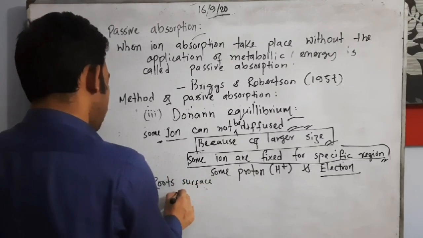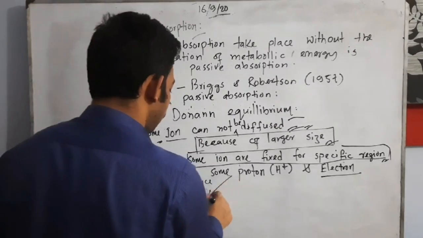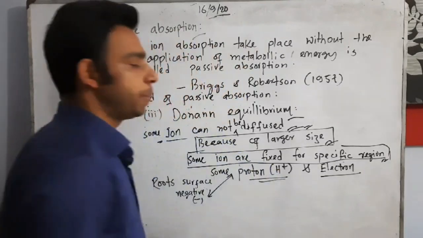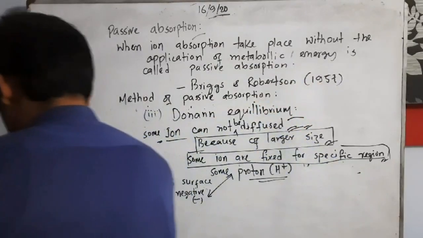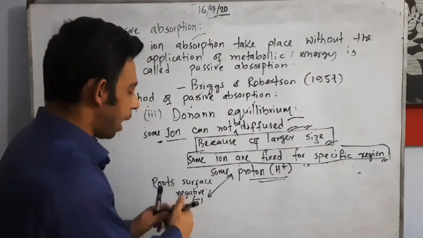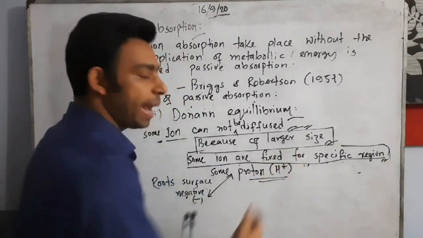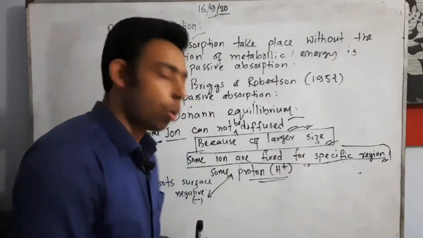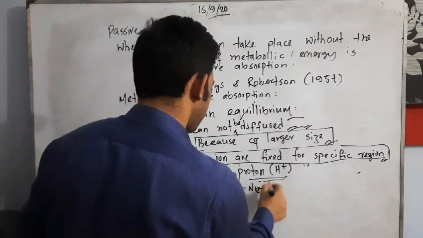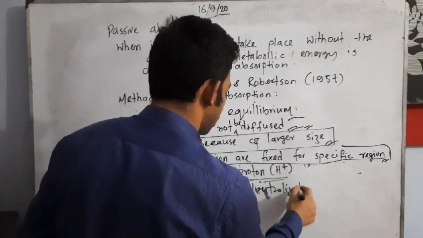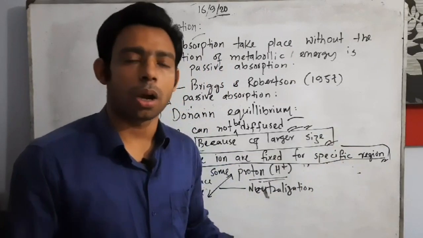suppose in the root surface there is a negative ion. To make it neutral, some protons always come, no need to write the electron. Root surfaces are negative ion, consisting of negative ions. So some protons like hydrogen ions can be exchanged. For how much time? Up to neutralization. Up to neutralization, the proton flow will be continued.